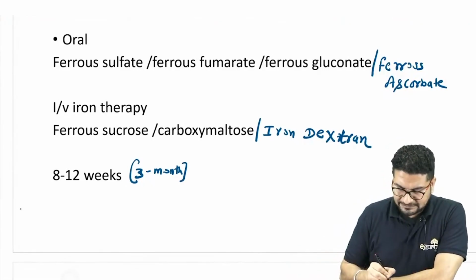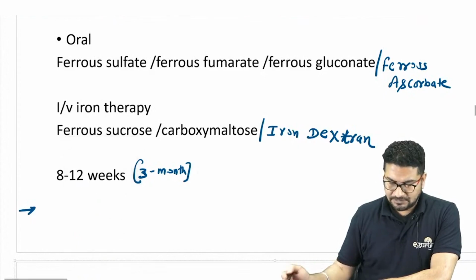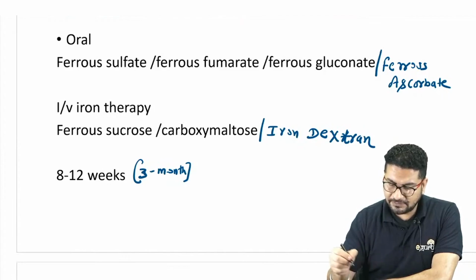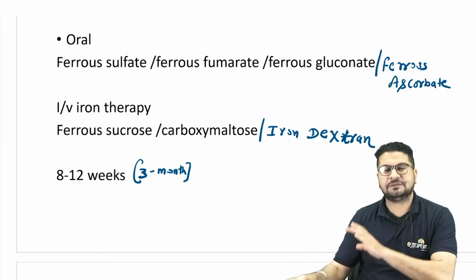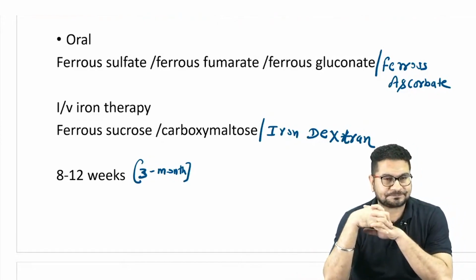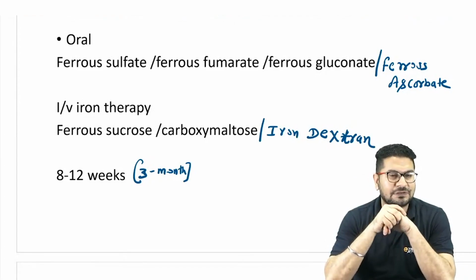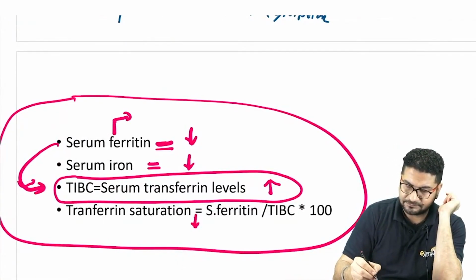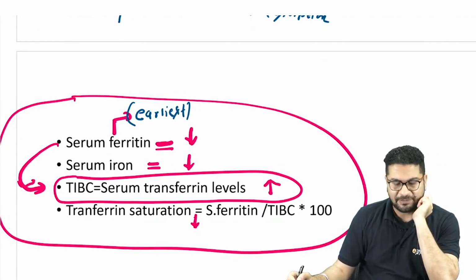Suppose you see a patient with iron deficiency anemia. What is the first thing that decreases? Serum ferritin. Let me ask the question once again, try to understand this. Iron absorption occurs in the duodenum. The transporting form is transferrin, and the stored form is ferritin. The earliest parameter to decrease is serum ferritin.